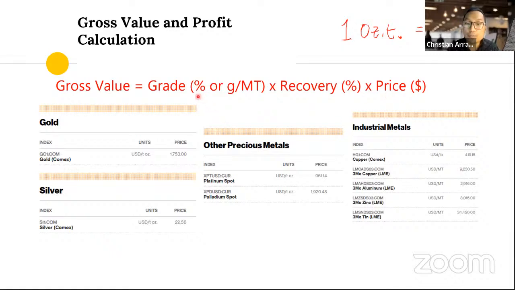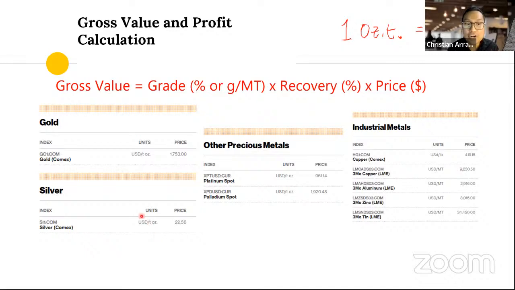So, kung gold yung pinag-uusapan natin, if you multiply grams per metric ton by recovery times price na naka dollars per gram, ano ang final unit ng gross value? Paki-answer naman. Think about it. We're looking for revenue, or at least magkano yung kikitain. So ibig sabihin naka dollars per metric ton. I'm not sure if you're getting it, pero mamaya pag ginawa natin example, baka magets niyo.